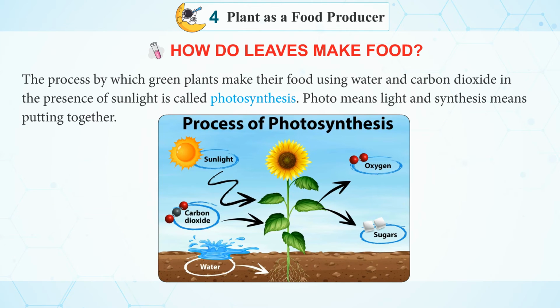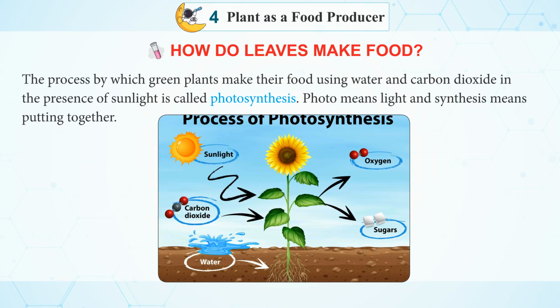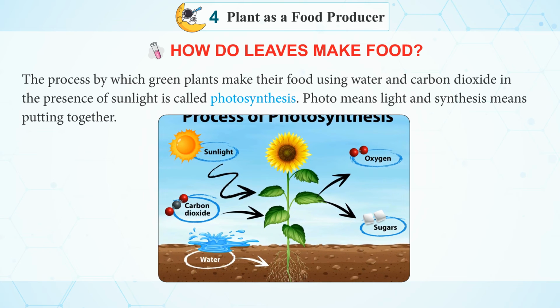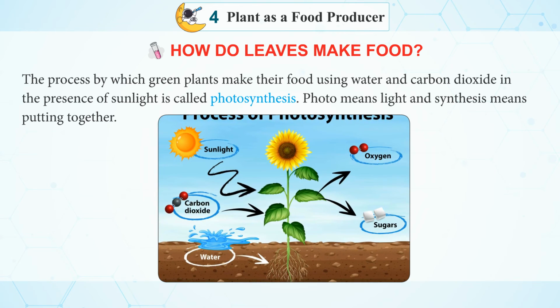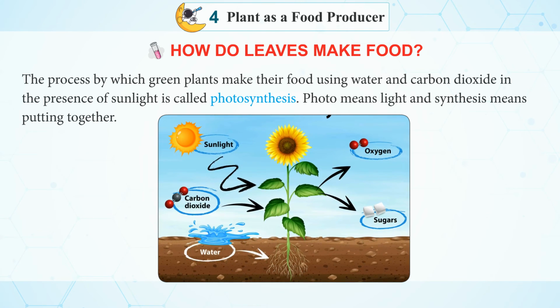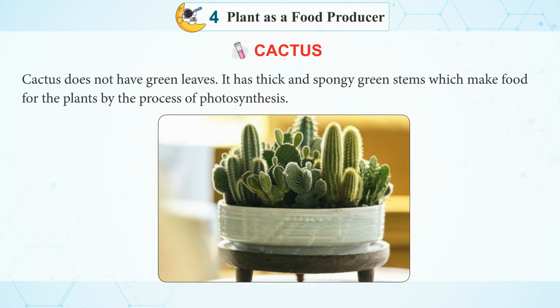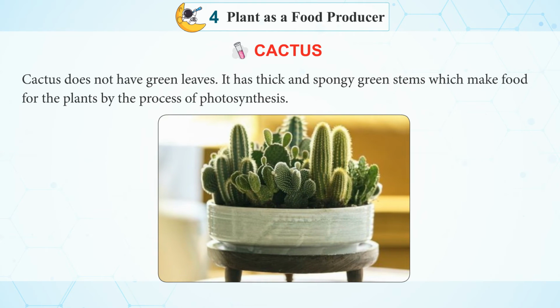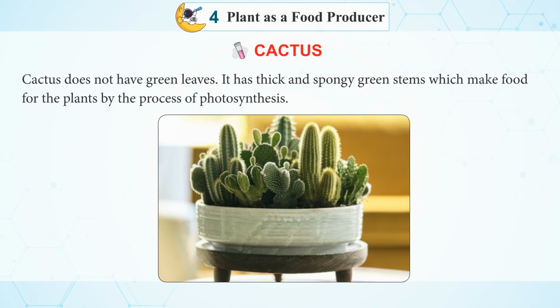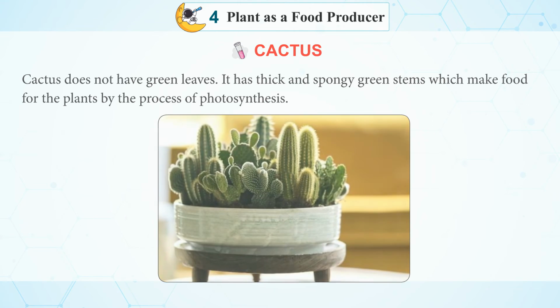The process by which green plants make their food using water and carbon dioxide in the presence of sunlight is called photosynthesis. Photo means light and synthesis means putting together. Cactus. Cactus does not have green leaves. It has thick and spongy green stems which make food for the plant by the process of photosynthesis.